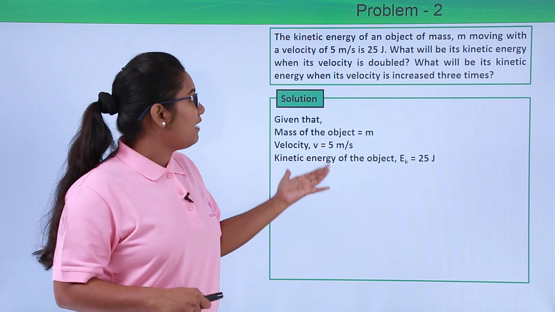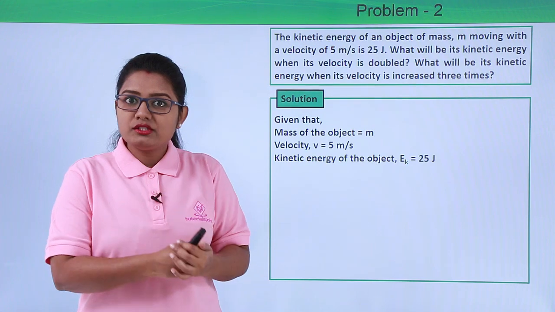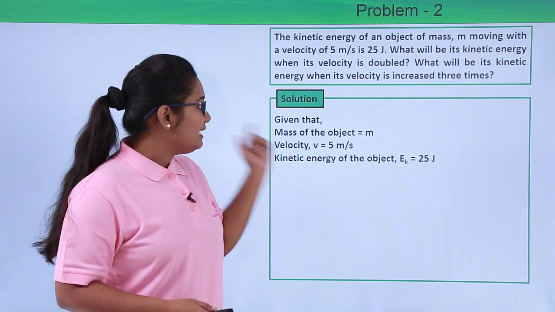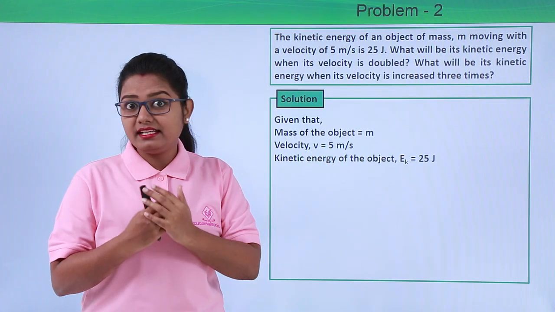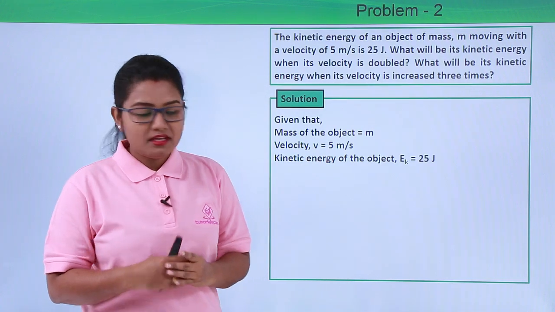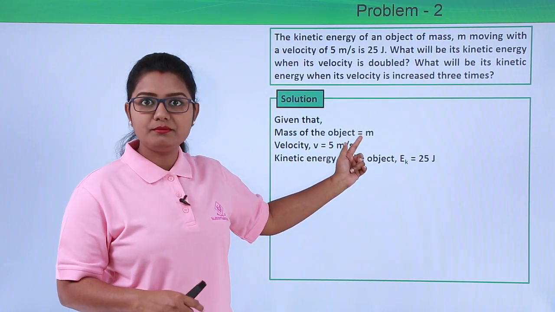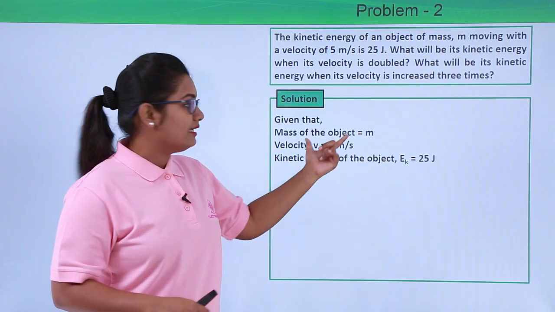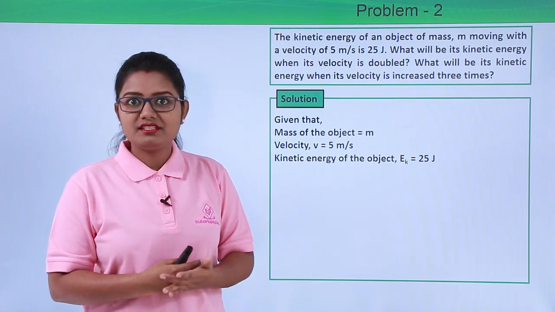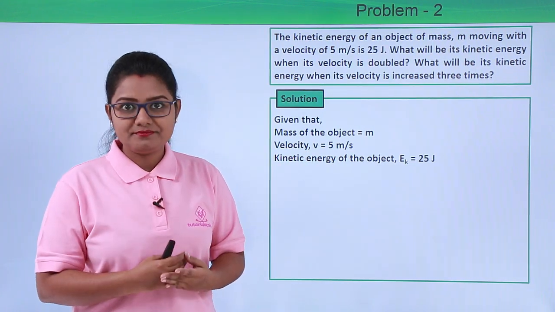Now we are supposed to find out the kinetic energy of the body if its velocity gets doubled and also when its velocity gets tripled. So we need two things to find out the kinetic energy of a body, that is the mass, and the second thing is the velocity of the body. We already have the velocity of the body here in this case, but we do not have the value of the mass of the object. So let us first calculate the mass of the object with this given information so that we can find out the kinetic energy of this body when its velocity gets doubled and tripled.